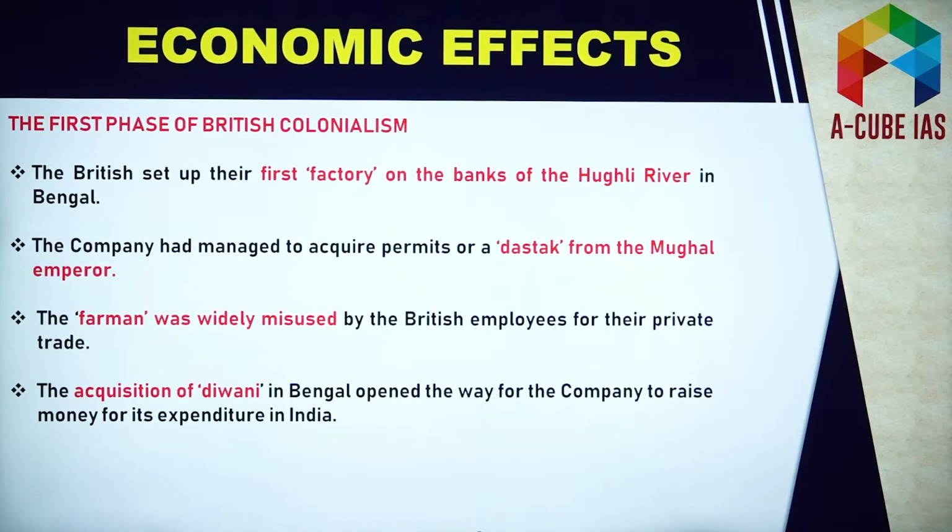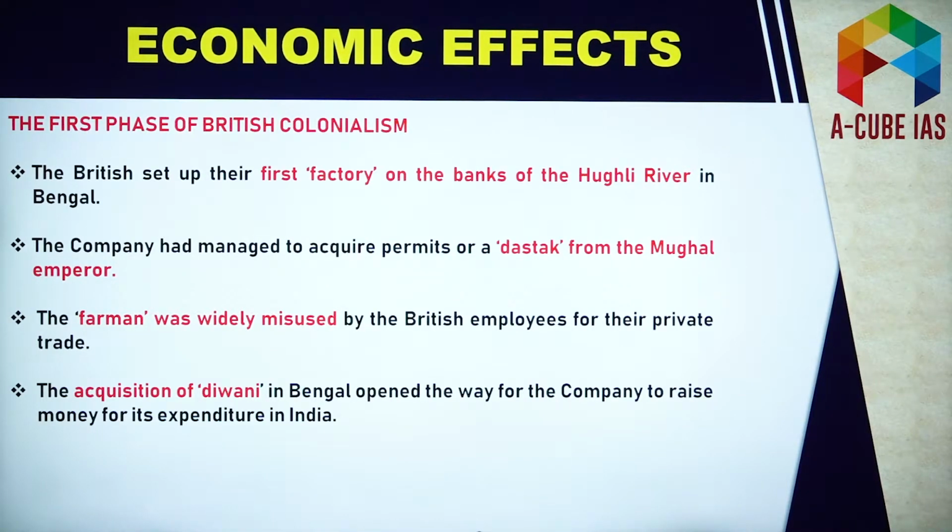The first phase was a direct plunder, and it dated from 1757 when the British East India Company acquired the rights to collect revenue. The British set up their first factory on the banks of the Hooghly River. This Hooghly River is in Bengal, and they set up their first factory there.